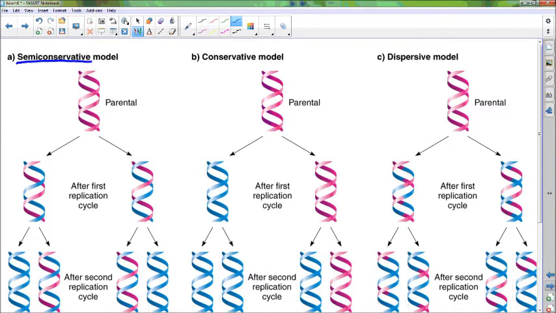In the semi-conservative model, they said, well, what if each strand of the DNA gets pulled apart, and then you get a new strand that gets built on each of those individual strands. So what happens there is the two new cells are going to end up with half of the DNA that was originally in the parent and half that was completely built new.